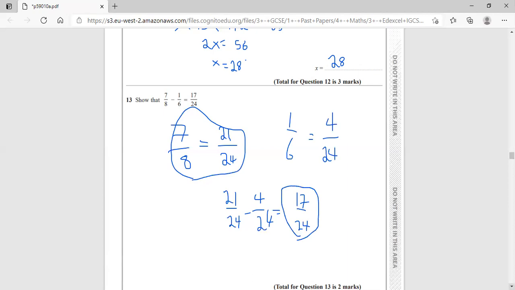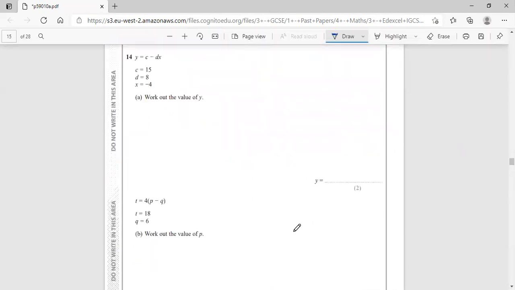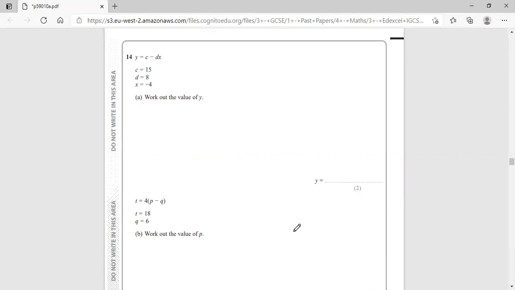Okay, now on to question 14. Y equals c minus dx. C equals 15, d equals 8, x is -4. Work out the value of y.